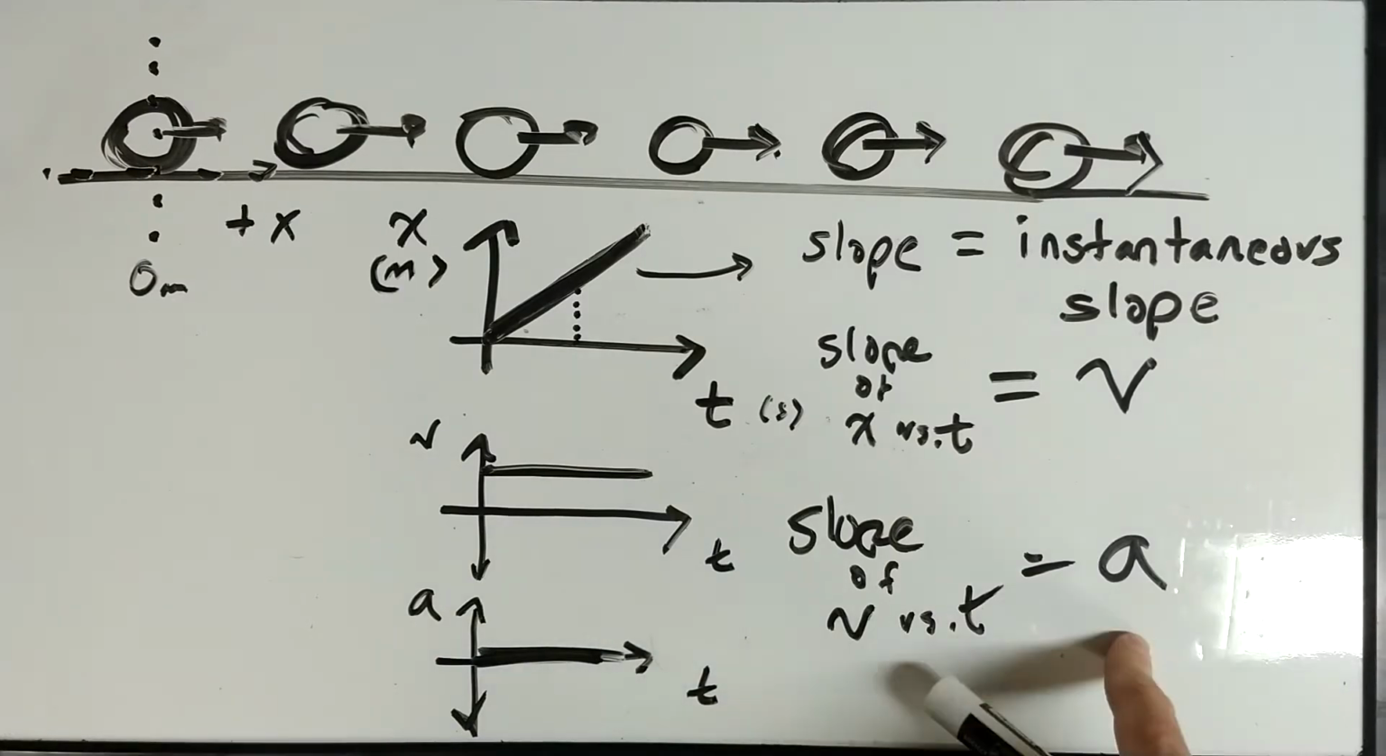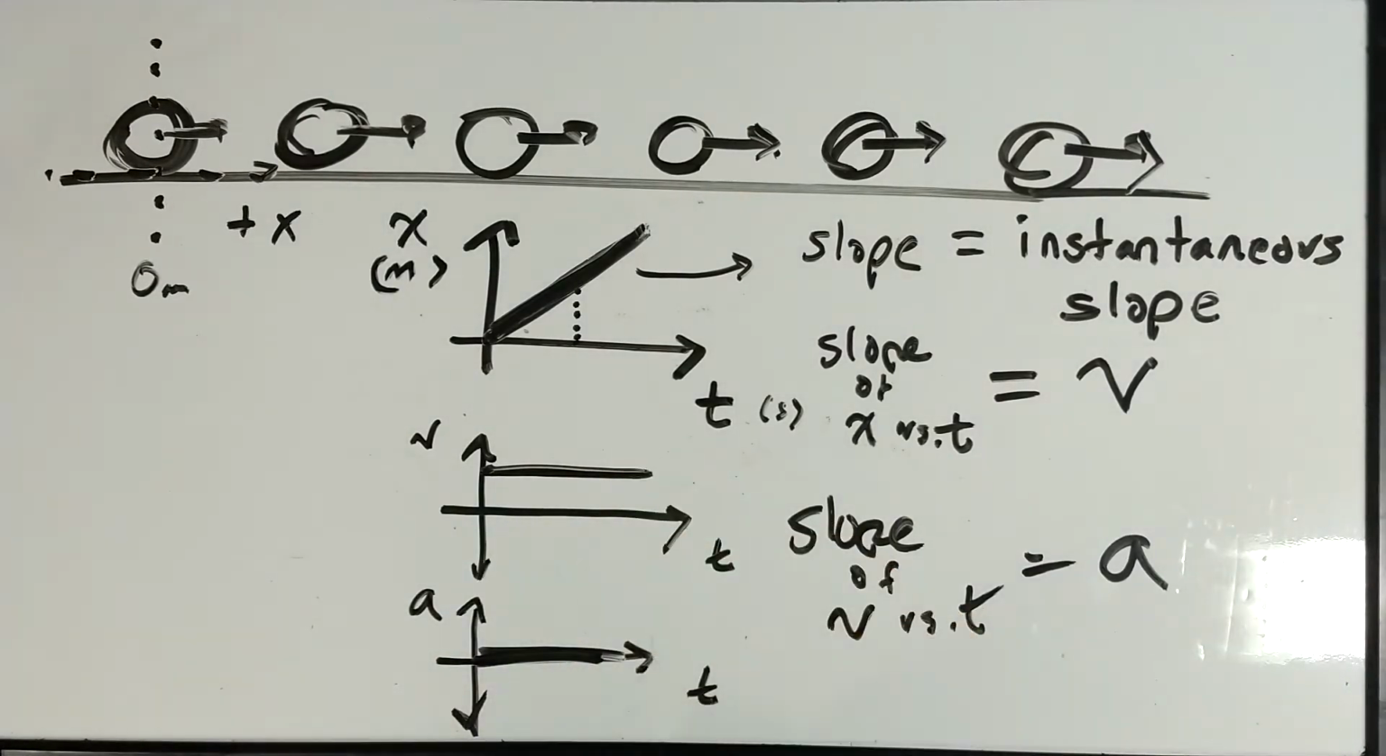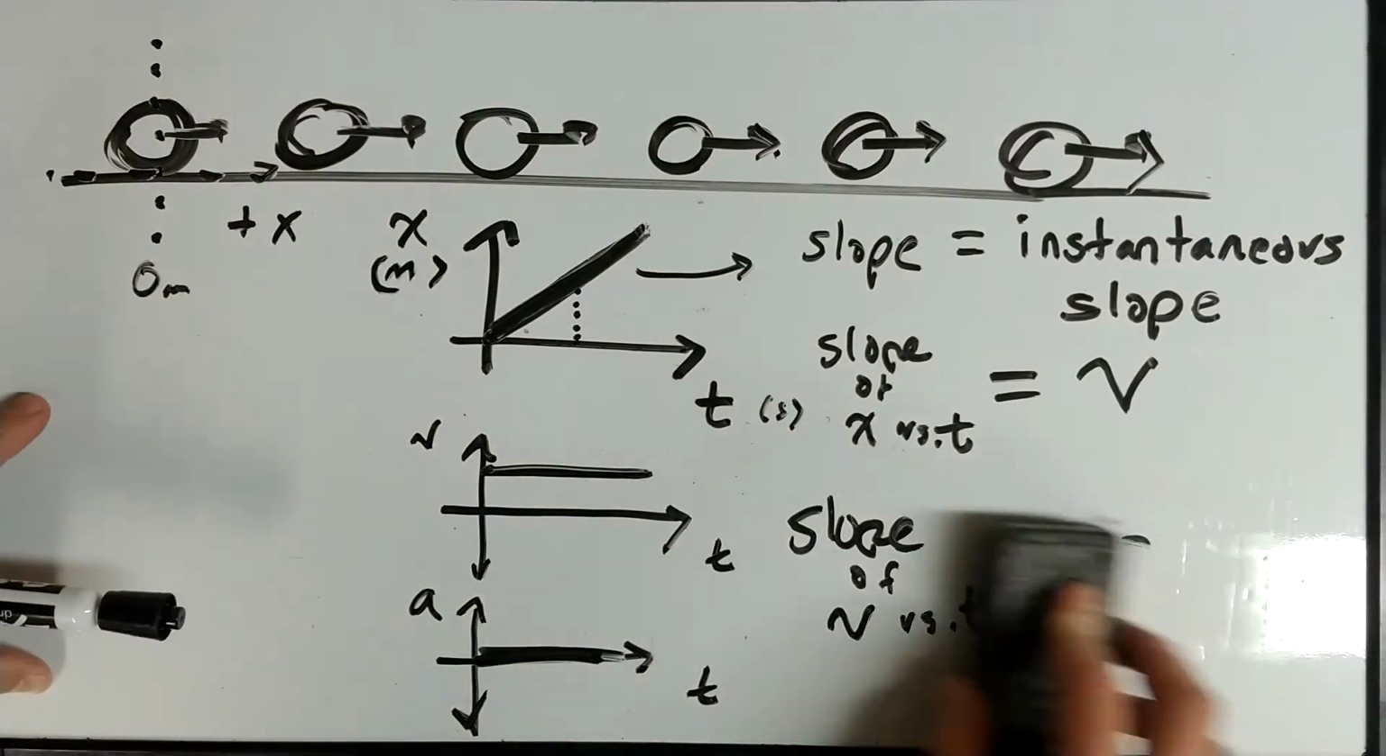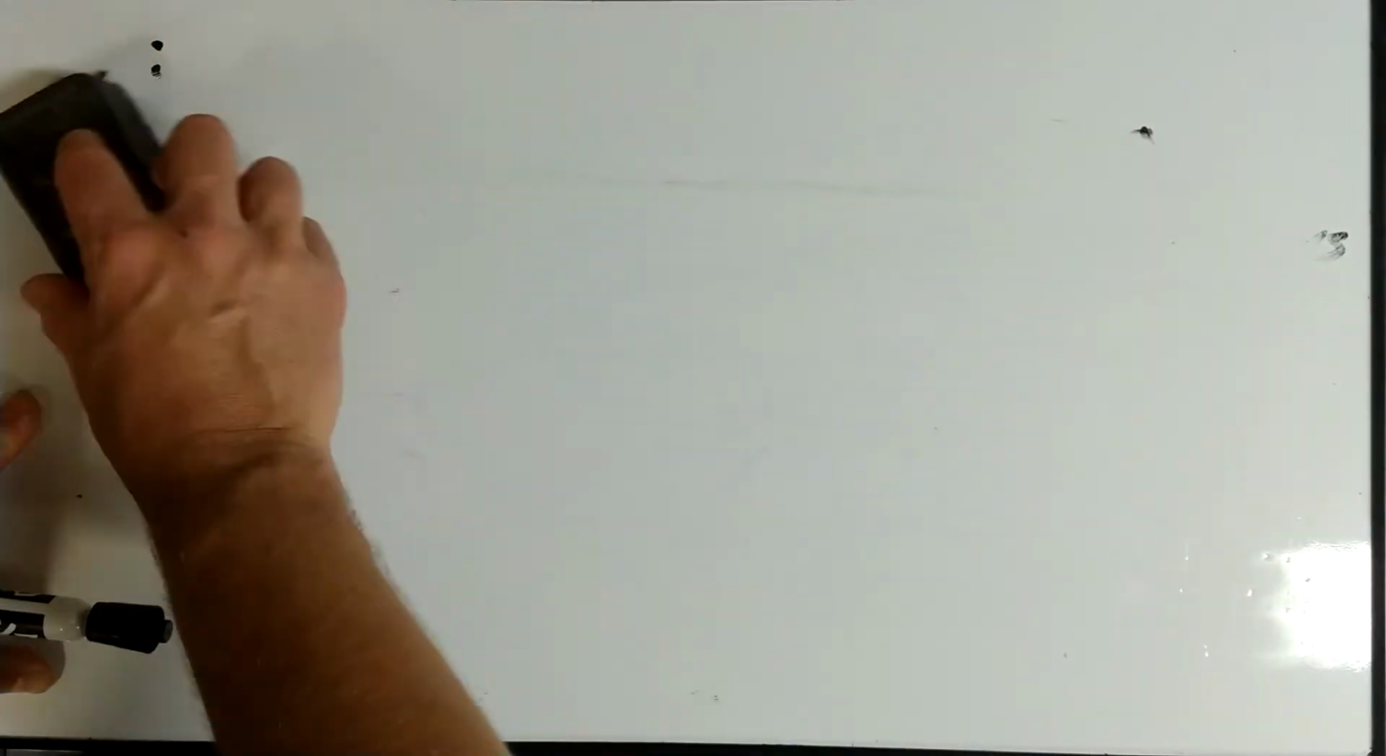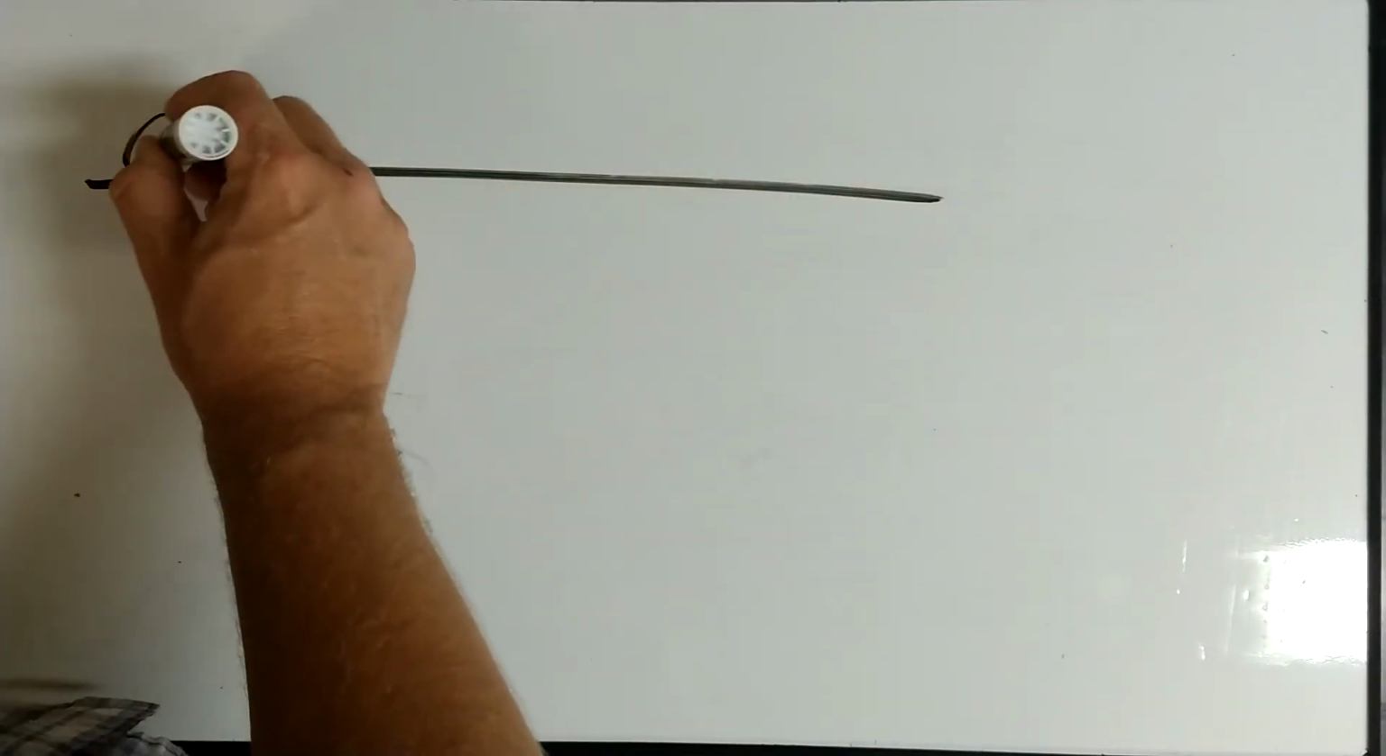The slope of v versus t equals acceleration. Hopefully you remember that. Just a basic introduction. Let's look at something accelerating really quick. If something is accelerating, we'll just use a ball rolling again.